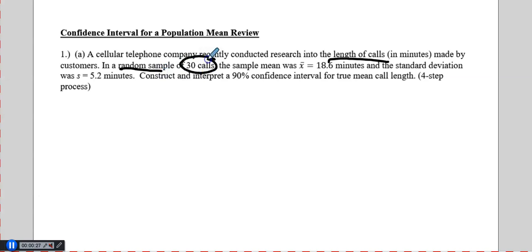30 calls. Okay, you might be wanting to make these same notes on your paper while I'm doing this, because these are the things you want to look for when you're doing any kind of assessment. It says the sample mean was 18.6 minutes, and the standard deviation was 5.2. Since it's the beginning of that line, I'm going to mark ST there as a reminder what that 5.2 is. Construct and interpret a 90% confidence interval for true mean call length.